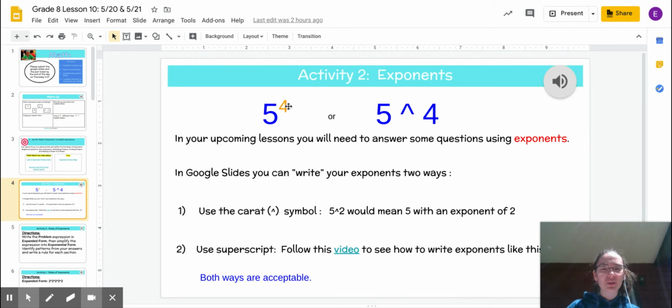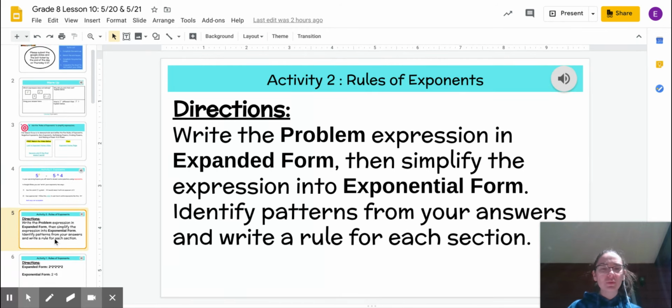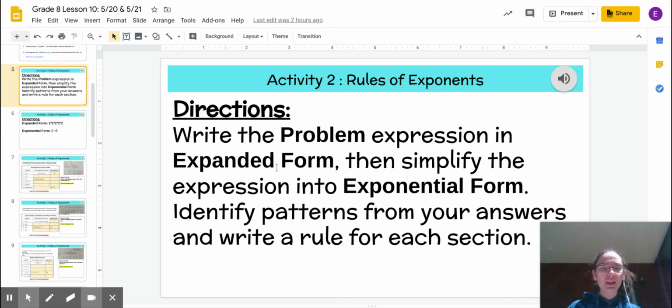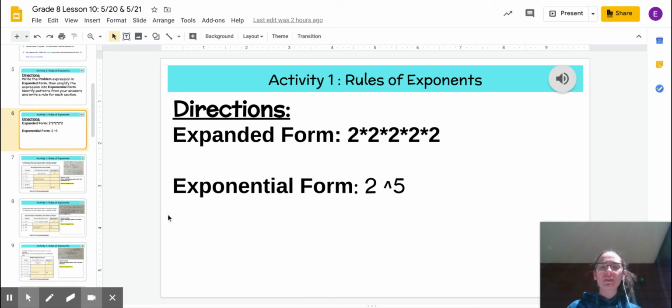There are 2 ways that you can write it. You can write it with a superscript, or you can just use this caret key to show that it's a power. Both ways work. I have a video here that shows you how to do the superscript if you want, or you can just use this caret symbol. Some directions for this next activity: we're going to write in expanded form and then exponential form. On this next slide 6, it has directions and tells you what expanded form looks like and what exponential form looks like.